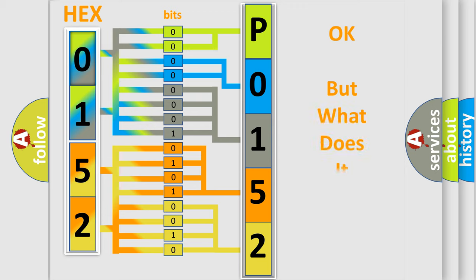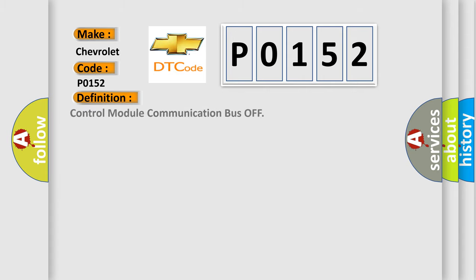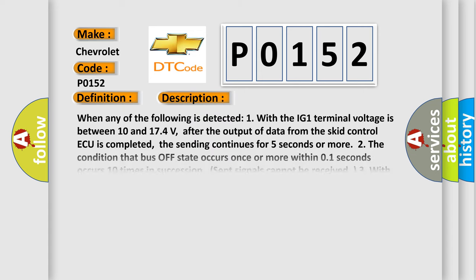The number itself does not make sense to us if we cannot assign information about what it actually expresses. So, what does the diagnostic trouble code P0152 interpret specifically for Chevrolet car manufacturers? The basic definition is control module communication bus off. And now this is a short description of this DTC code.